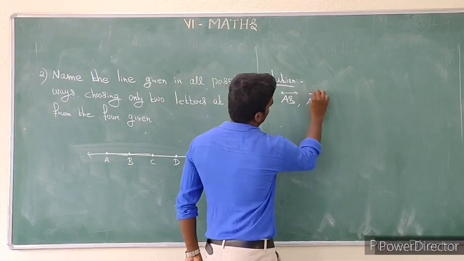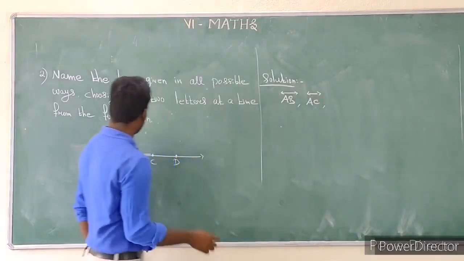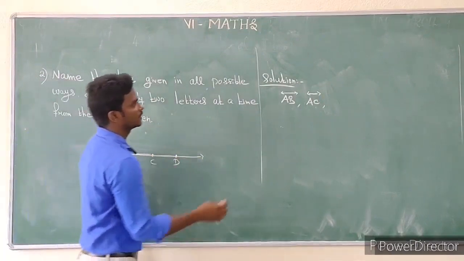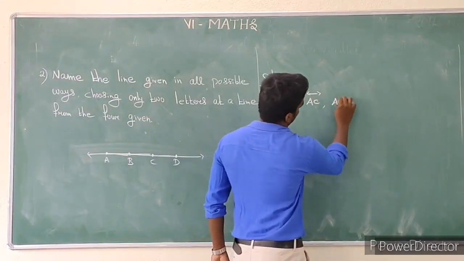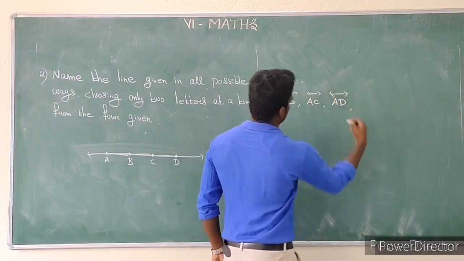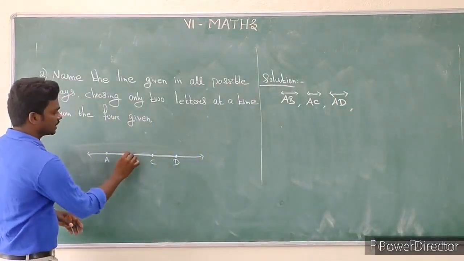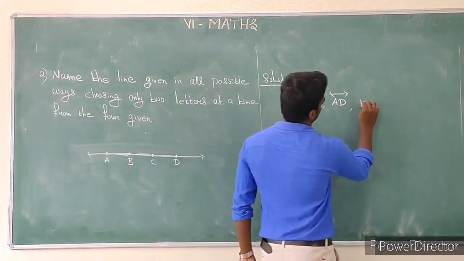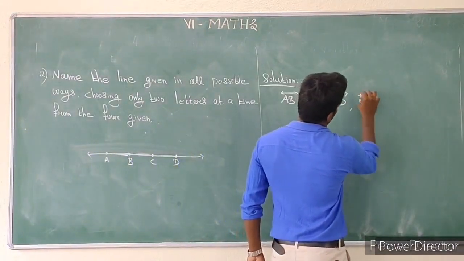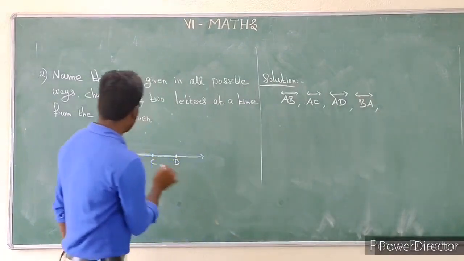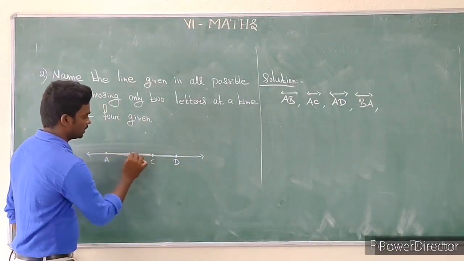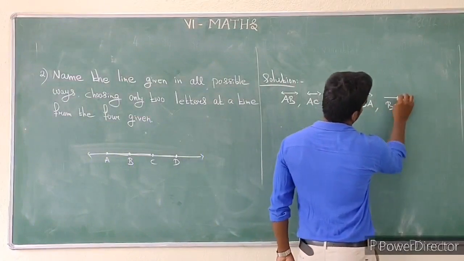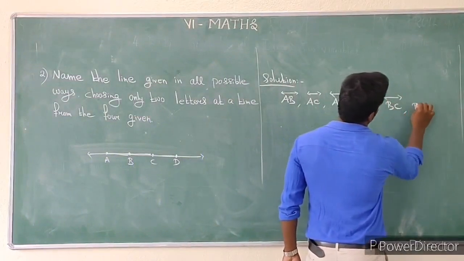First we write A to B, next A to C, third A to D. So this is line AB. Next we start from B. BA line. So line BA. Next B to C, next B to D. BC and BD.